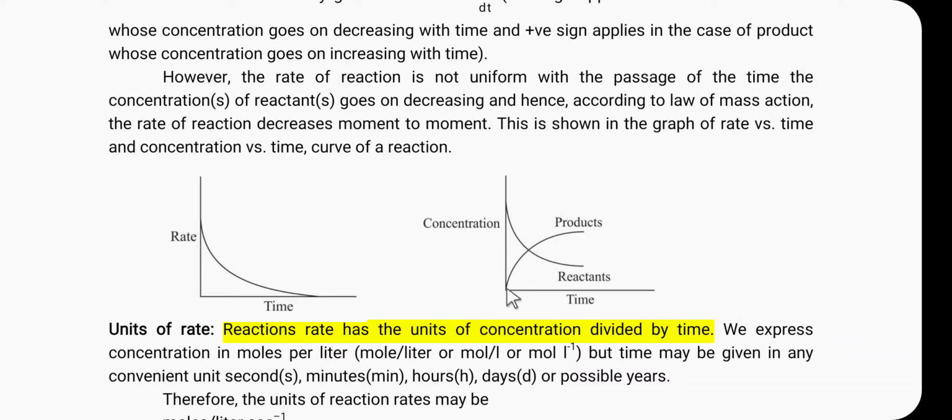Initially, when the reaction has not started, the concentration of the product is 0. As the reaction proceeds further, the concentration of the product increases, and the graph also increases. When the reaction is completed, practically this graph is constant. So, this is the graph for the concentration versus time.